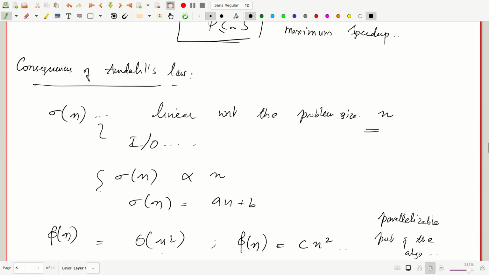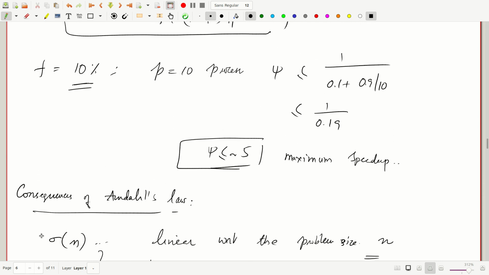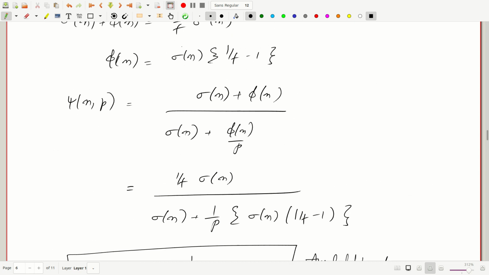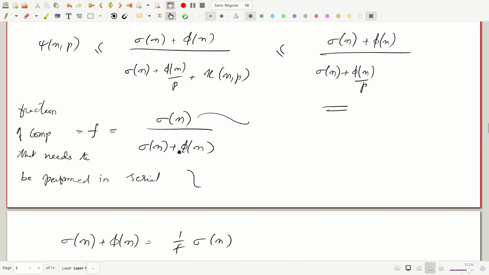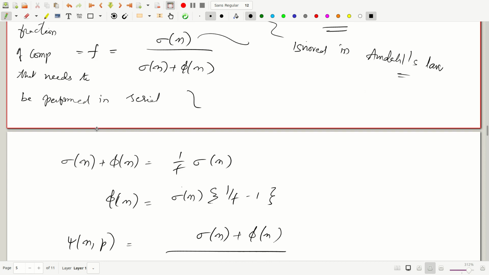Now we need a model for sigma n and a model for phi of n, so that you could calculate what is your f, right? For f you would need sigma n and phi of n. You don't actually need a model for k of n, p, because this is ignored in Amdahl's law, right? We will see that later on, but as of now, using this you can calculate the sequential fraction, and then you can calculate the psi, right?